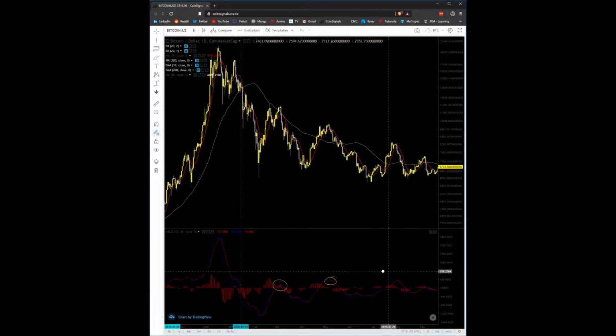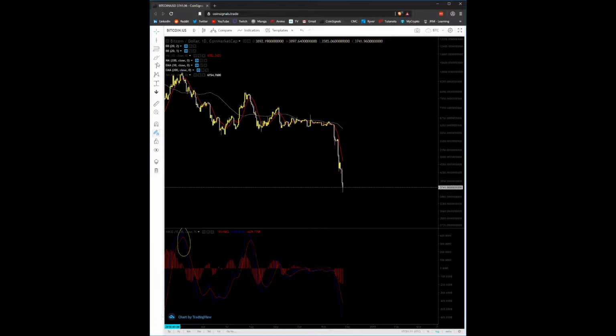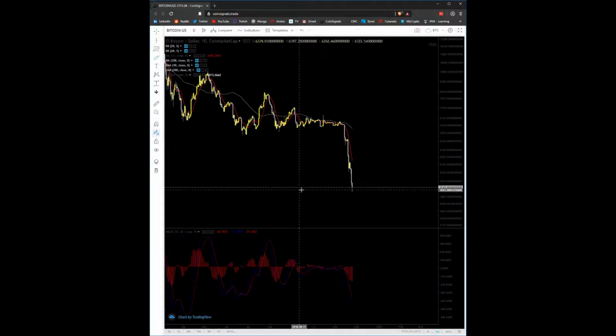Okay. Same here. If this comes back up, we're looking for a short when it crosses down with price action. Right?